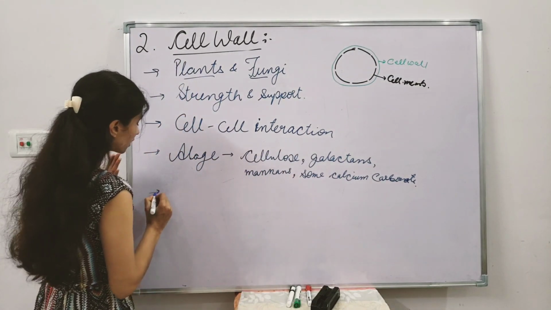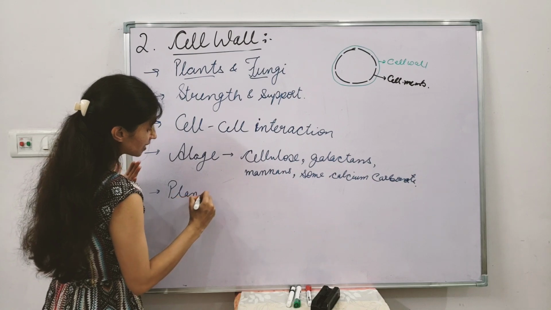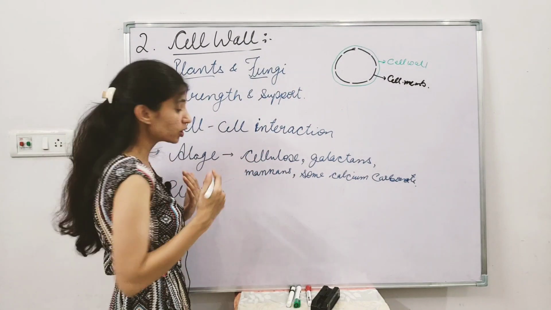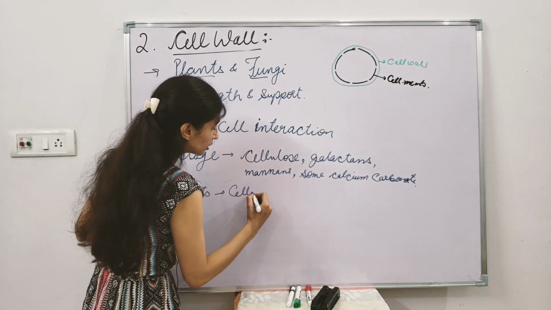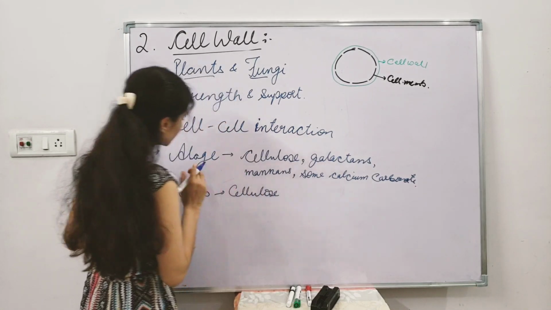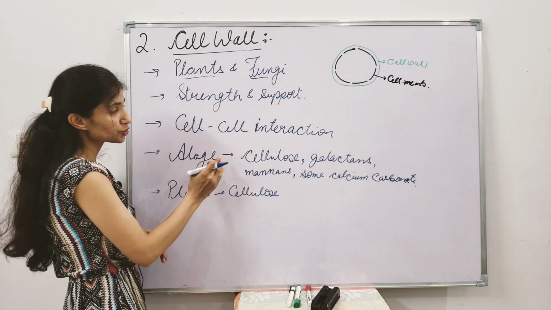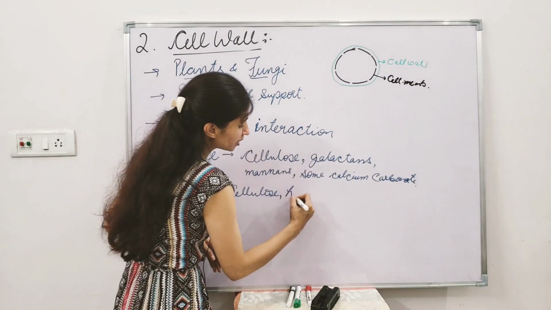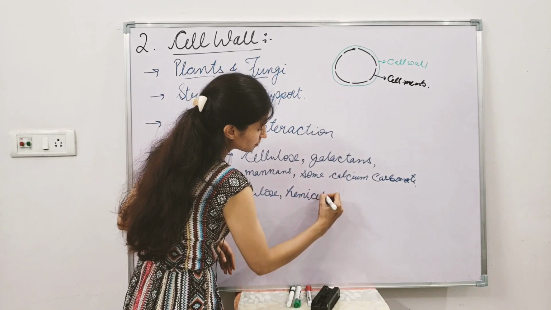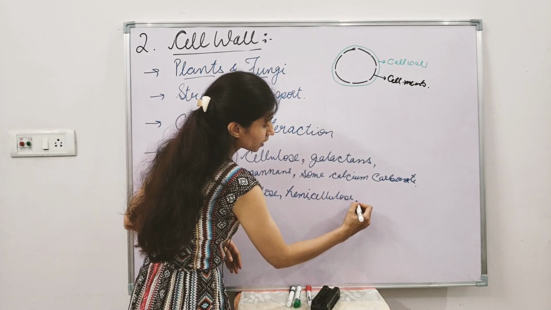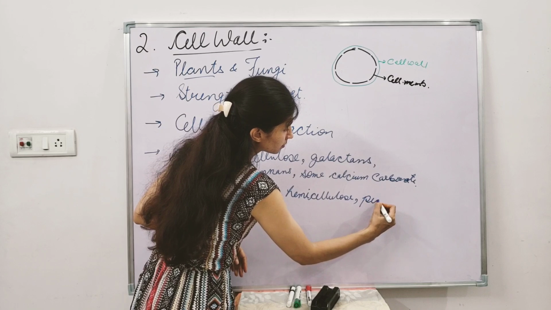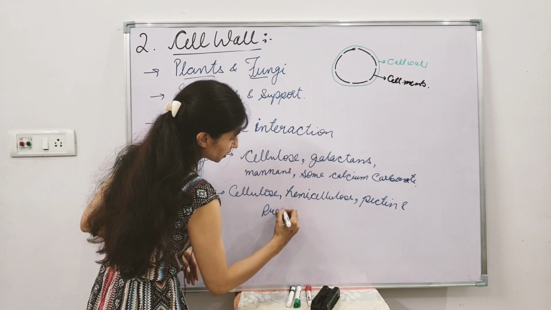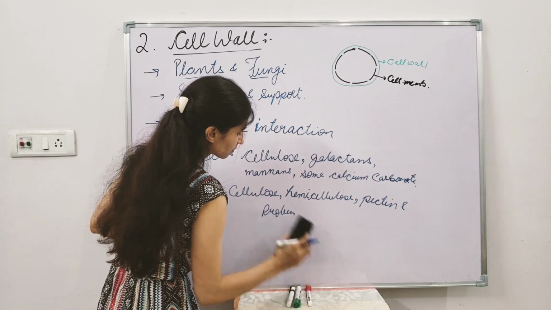But what about plants? Do plants contain the same compounds in the composition of the cell wall? We will say cellulose is the one which is common between the cell wall composition in algae and in plants. Cellulose is the only one. Other than that we have hemicellulose, we have pectin, and we have proteins.